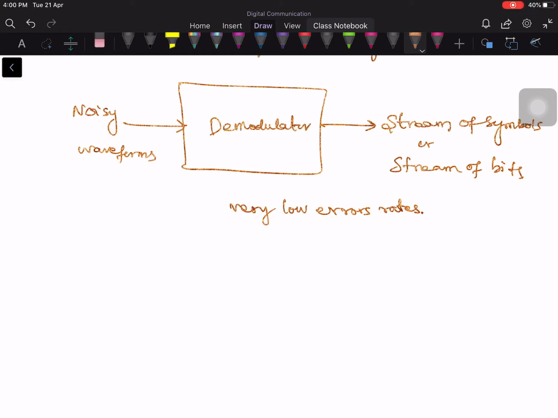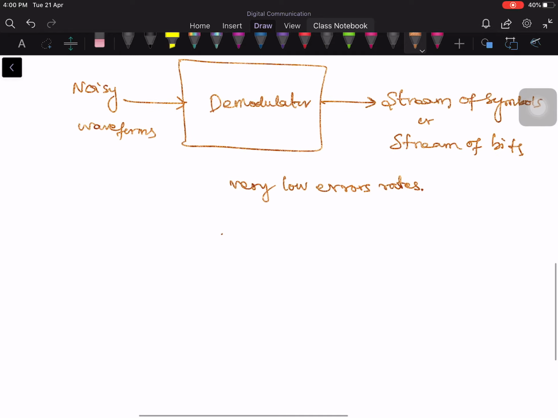So, very low error rates. That means as low an error probability as possible. What you call that is the probability of error, denoted by small p suffix small e. So one would really like to have very low error rates when your received waveform is impaired by noise, distortion and interference. Therefore, low error rates in the presence of channel impairments is the desired property of a demodulator.